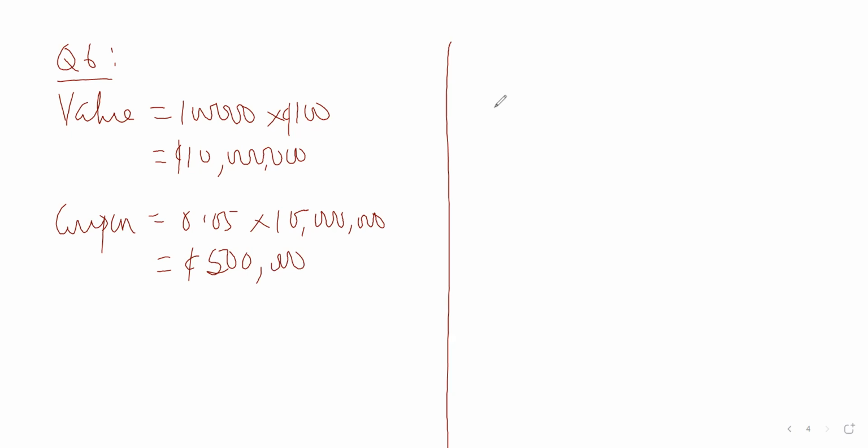And at the end of the contract life, when are they going to redeem it? After 5 years. So we are going to receive the 500,000 for 5 years, and this will be redeemed at par after the 5 years. At the end of the 5 years, the company will pay us back our money, which is the 10 million.